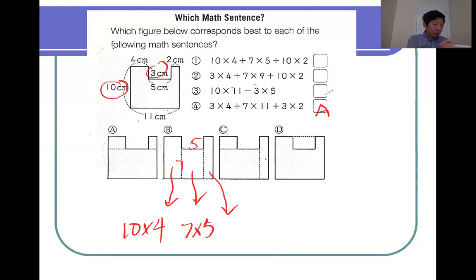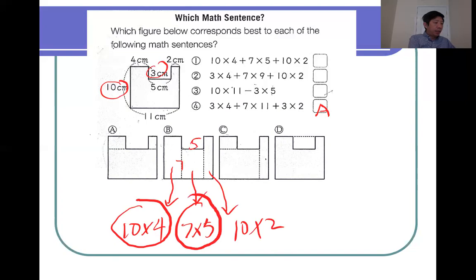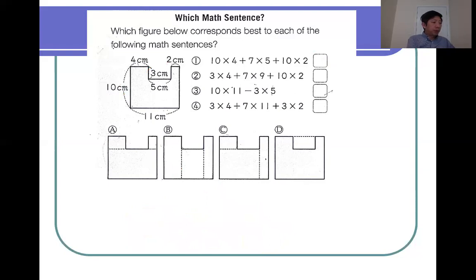Now what about this piece? This piece is 10 by 2, okay? Do we have 10 by 4, 7 by 5, 10 by 2 together? We're finding out B is right here, right? 10 by 4 plus 7 by 5 plus 10 by 2, okay? I'm gonna fill in this is A, this is B, all right?